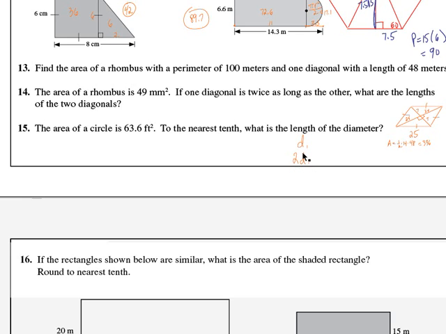Don't call it D2 because they give you the relationship. One is twice as big as the other one, right? Agreed? And it tells you the area. They tell you the area is 49, and you've got to find the length of the two diagonals. Let's actually find out what D1 is.